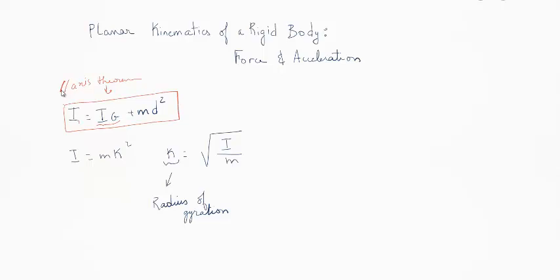Also there's another equation for that, which is I equals mk squared. What is k? K is a term called radius of gyration. Usually you would only use this equation if the problem states that you have a radius of gyration of some value. And from the previous equation, k equals the square root of I over m. Now let's keep going.